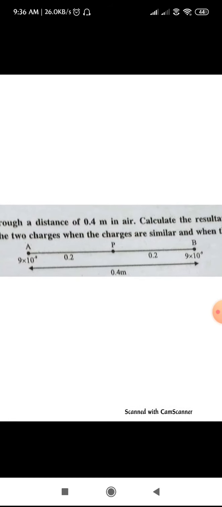So just go through the figure they have given. Just copy down the figure. At point A and point B, you are substituting the two similar charges, which have the values of 9 into 10 power minus 9 and 9 into 10 power minus 9, and the distance between the two charges is 0.4 meter. Now our job is to calculate the resultant electric potential at the point P, the center of the line joining the two charges. The distance from P to A is 0.2 and from P to B is 0.2.